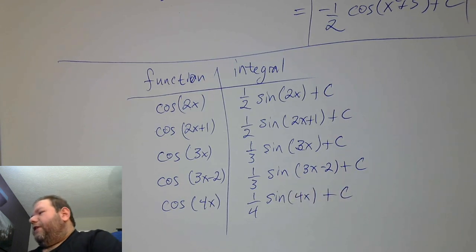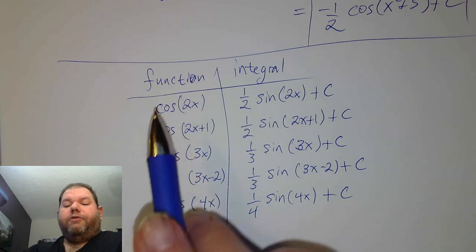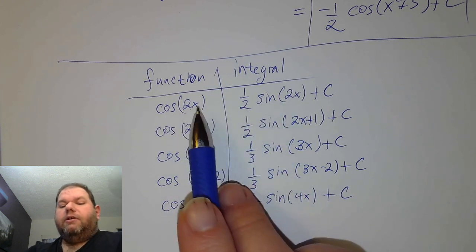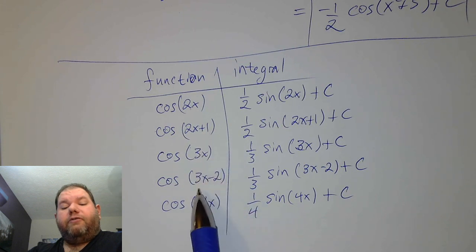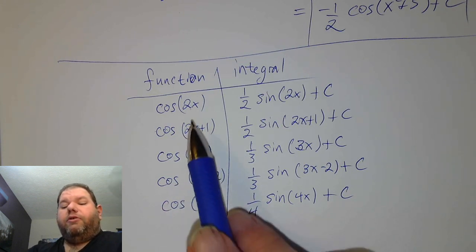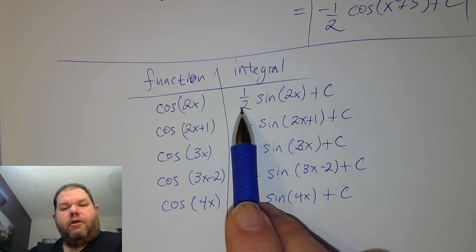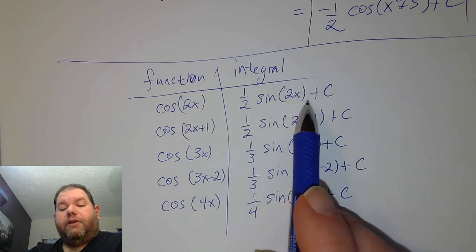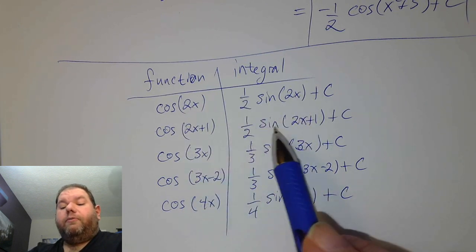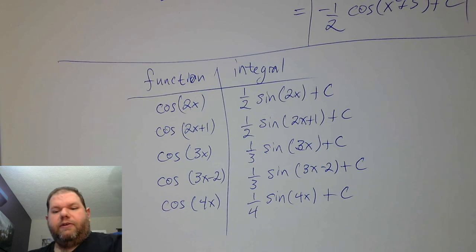Yeah, and what we see happen is there's a pattern emerging. Anytime we know that the integral of cosine is going to be sine, and as long as this is a linear term, 2x, 2x plus 1, 3x, 3x minus 2, etc., we know that the derivative of that part is just going to be divided on the outside. So if we have 2x, then we'll have a 1/2 sine 2x, 2x plus 1, 1/2 sine 2x plus 1, and so on. Now that doesn't just apply to cosine, for instance. We could do it with sine.